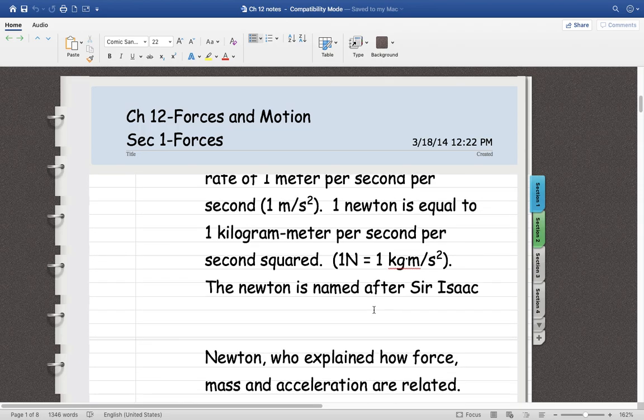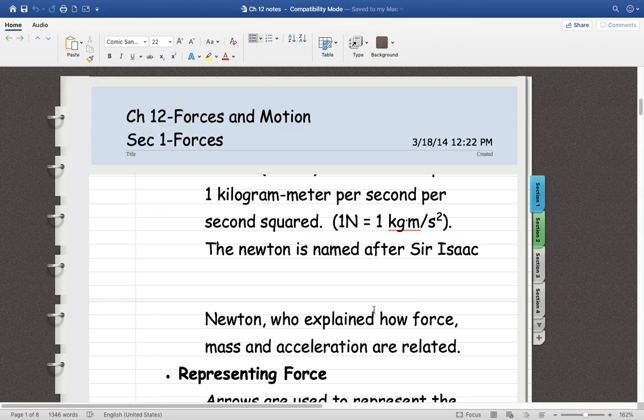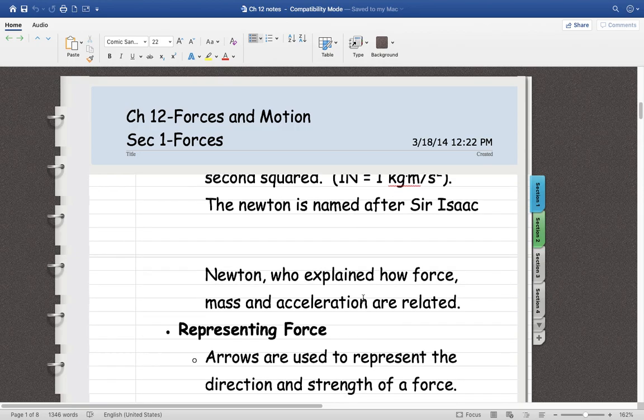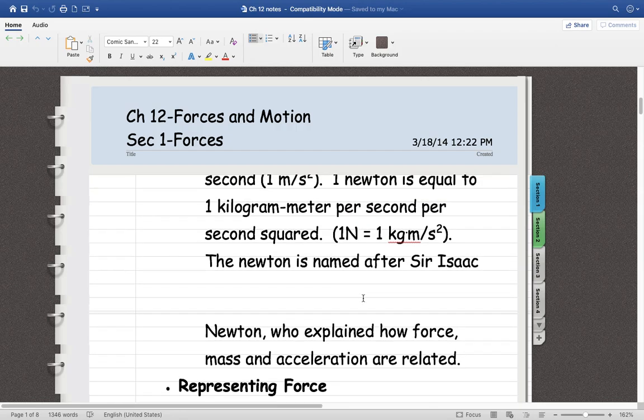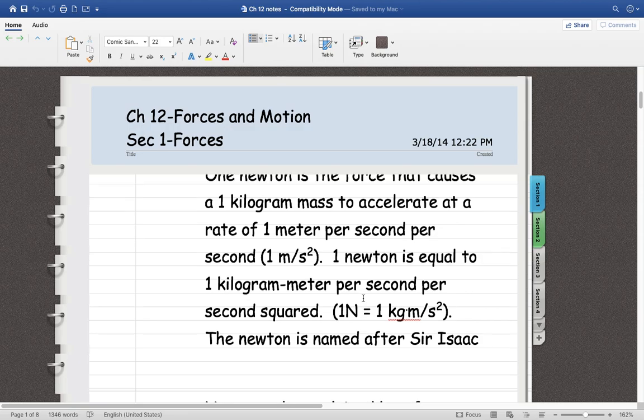The Newton is named after Sir Isaac Newton. He's the one where the apple fell and he discovered gravity and all that, which apparently is not true, but whatever. He explained how force, mass, and acceleration are related. So he's pretty cool. That is a new unit that you are going to have to know for this chapter.